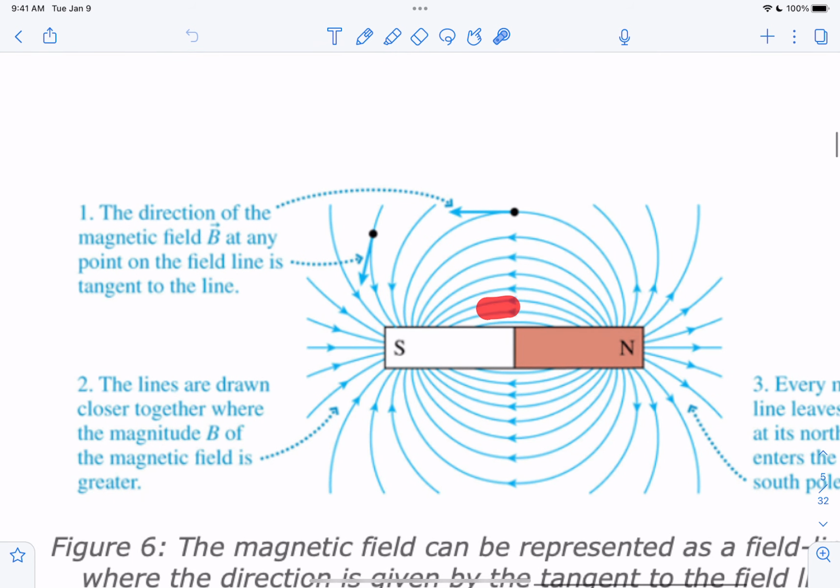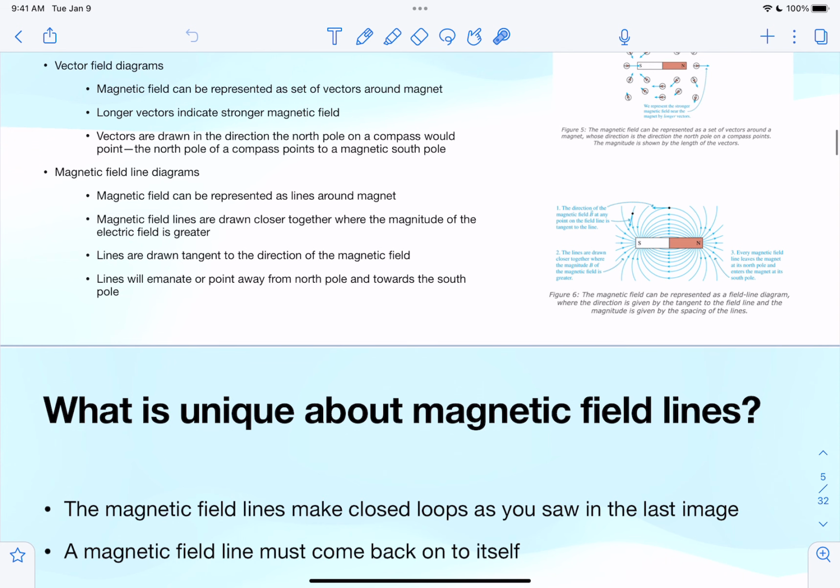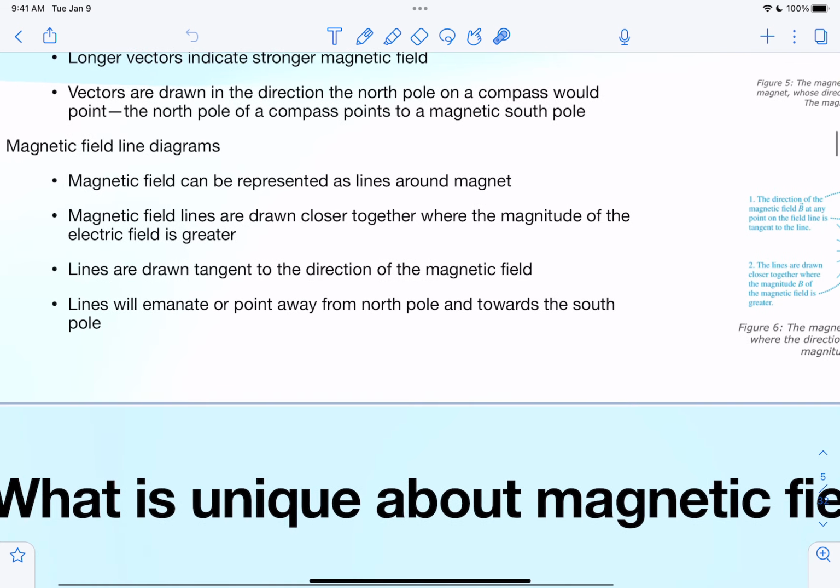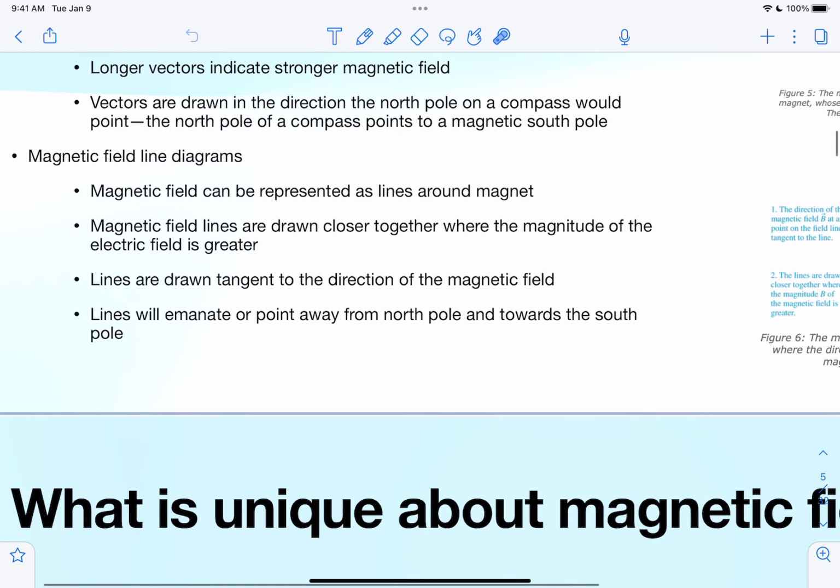So here they're very close to one another. There's not much space between them. That makes sense because you're closer to the magnet itself, so the magnetic field strength is greater. If you're farther away from the magnet, the magnetic field lines will be more spaced out, which indicates a lower magnitude or lower strength at that point. And then, the magnetic field lines themselves are drawn tangent to the direction of the magnetic field.